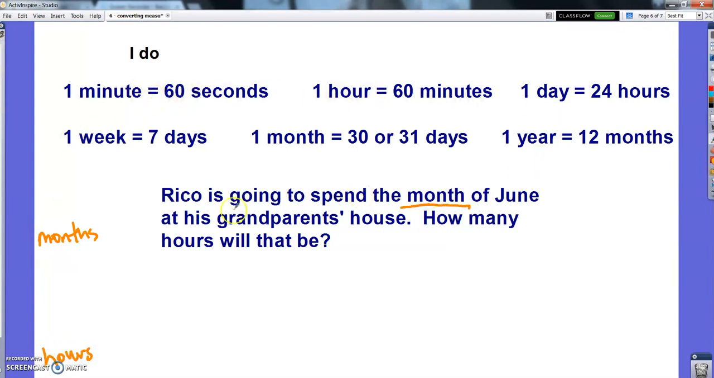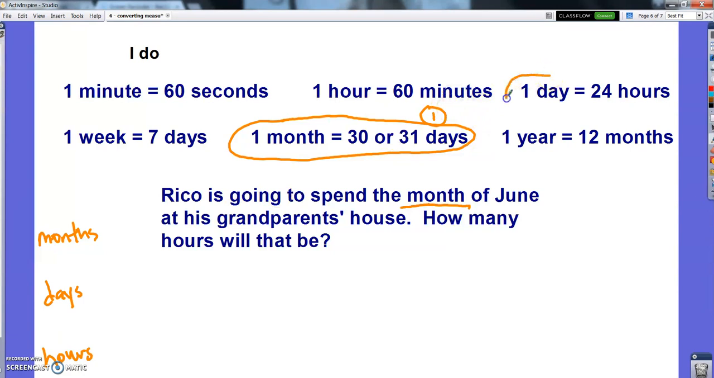But I don't have months to hours. I have months to days. Oops, that's weeks to days. I have months to days. So I'm going to have to do that first. So I'm going to need days. And then I have days to hours here. 2. So he's going to spend the entire month of June. June, if you don't know, is a 30-day month.